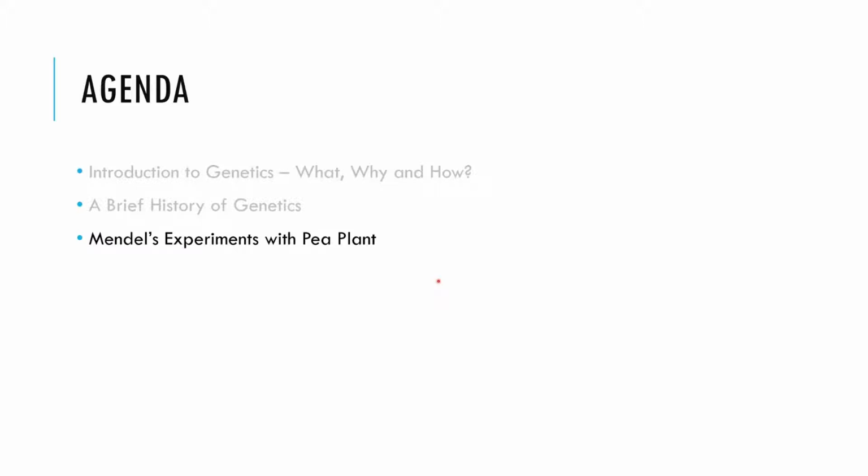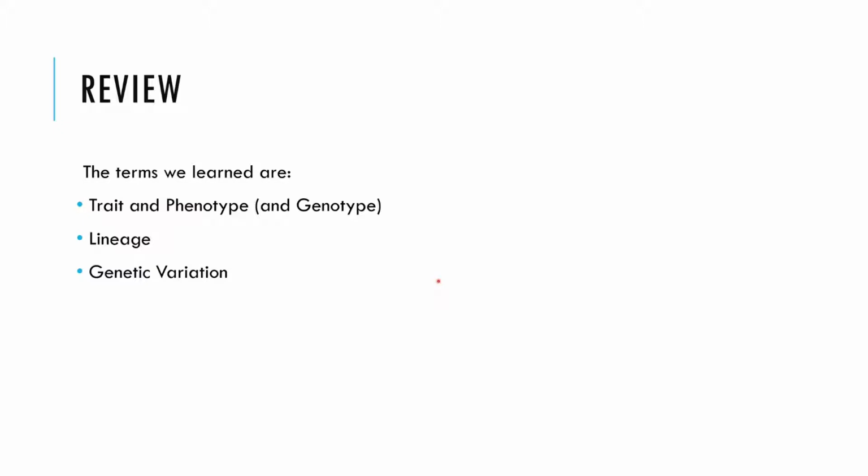Before we go there, let's review some terms that we learned previously. We learned about trait and phenotype, which are characteristics under study. We learned about genotype, which is the genetic cause of a phenotype. We learned about lineage, which is a set of mutations or variations that connect an ancestor with a successor. We learned about genetic variations, which describes the alteration in genes amongst members of a species. Variation can be continuous or discrete.